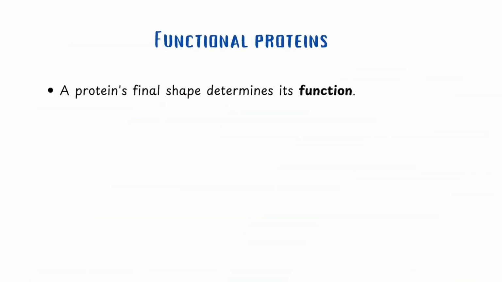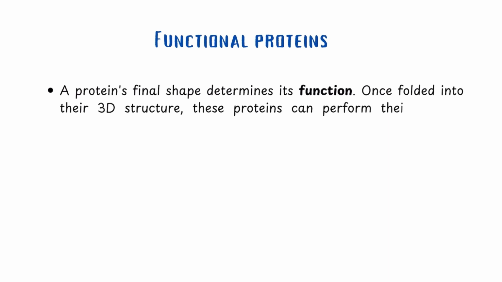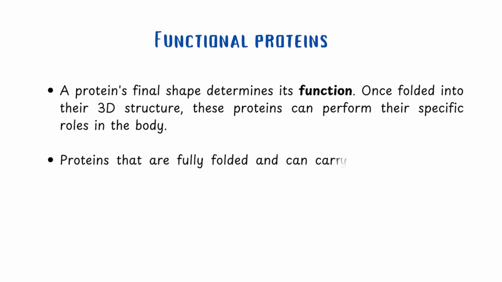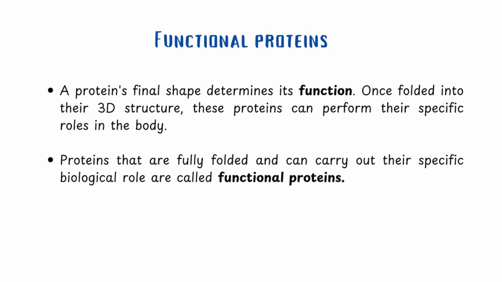A protein's final shape determines its function. Once folded into their 3D structure, these proteins can perform their specific roles in the body. Proteins that are fully folded and can carry out their specific biological role are called functional proteins. Examples of functional proteins include enzymes, transport proteins, structural proteins, antibodies, and hormones.